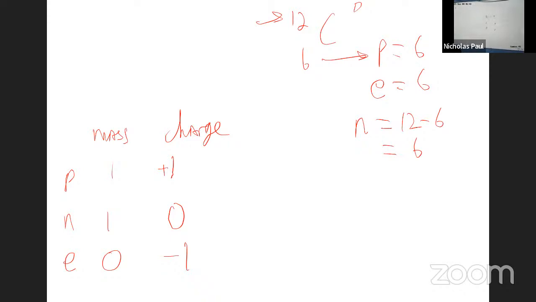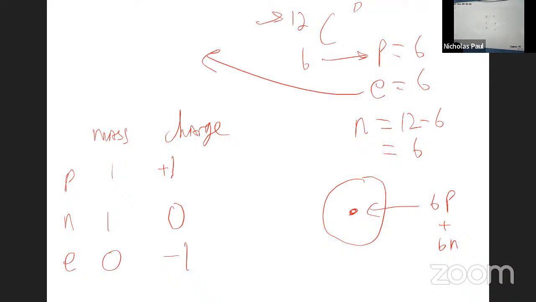How do you draw the atom? Draw the nucleus, tell them it has 6 protons, and then you have to draw your shells. But how many shells? The number of electrons is 6, right? So you have to work out how the electrons will be configured.